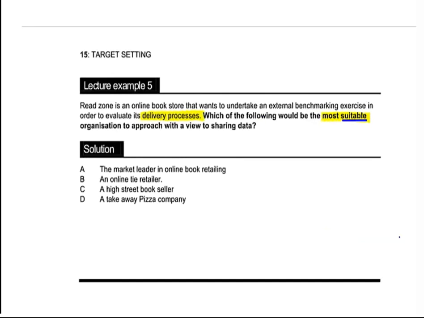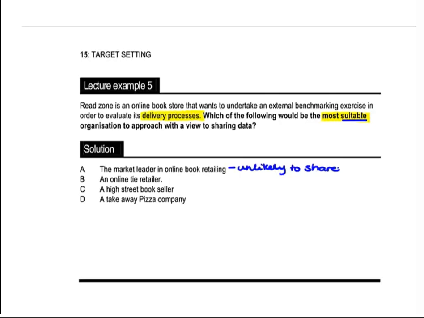So of the 4 that we've got then, we've got 2 that are also selling books. The market leader then in online book retailing might sound like a good choice. However, although we might want to share information, i.e. copy from them, they're going to be very unlikely to share information. They're not going to want a potential competitor having access to their processes and learning from the countless mistakes that they would have made along the way. So it's not going to be suitable because they're not going to want to share.